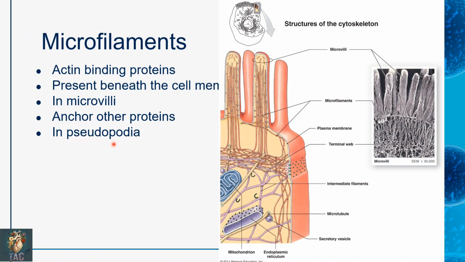For example, for the movement of the cell, like the WBCs which are moving in the blood, and also in the connective tissue, different smaller cells which are moving. So these proteins basically help in formation of the pseudopodia, and they help the cells to move in different directions.